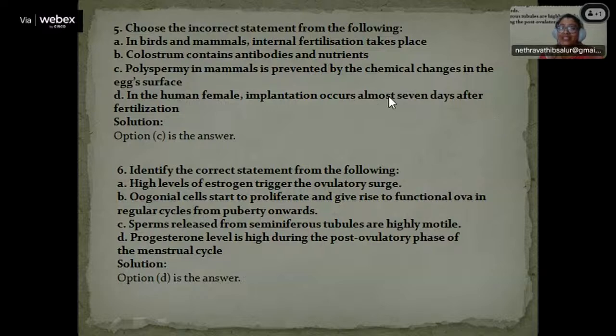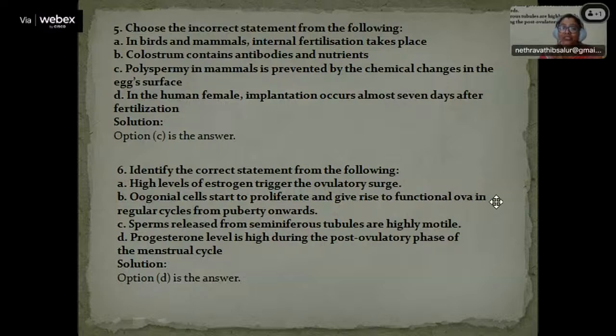But here, this is very puzzling. Polyspermy in mammals is prevented by the chemical change, not inside the egg surface, but on the egg surface. So you have to be very careful when you mark such questions. So option C is the one that is not correct. It is the incorrect statement.